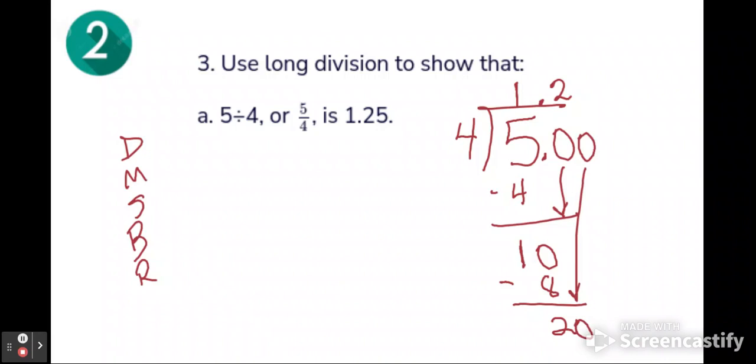And now 4 goes into 20 5 times. 5 times 4 is 20. When I subtract them, oh, good, I am finally at 0. There is no remainder. So I've now just proven 5 divided by 4 is 1.25.